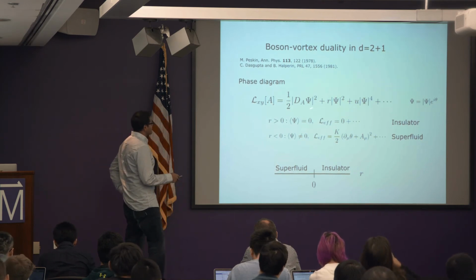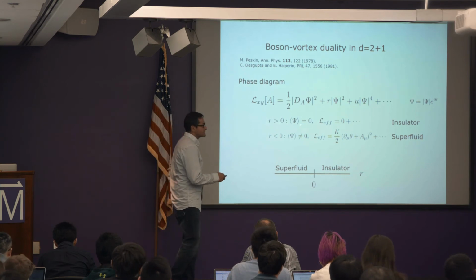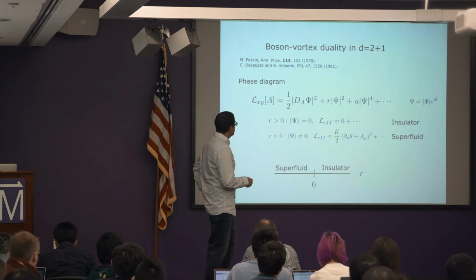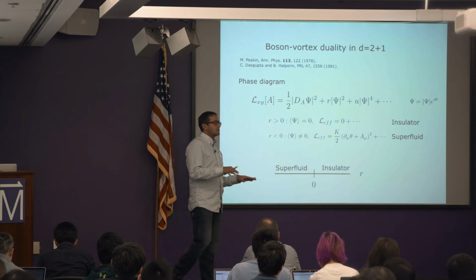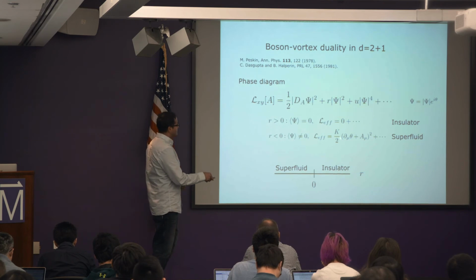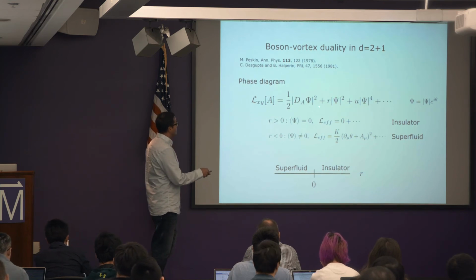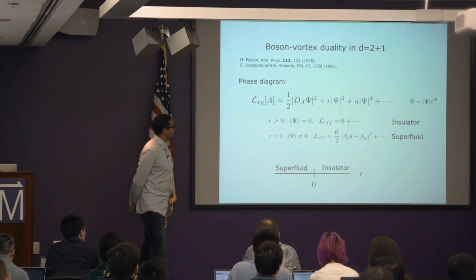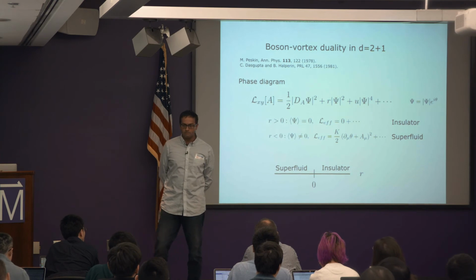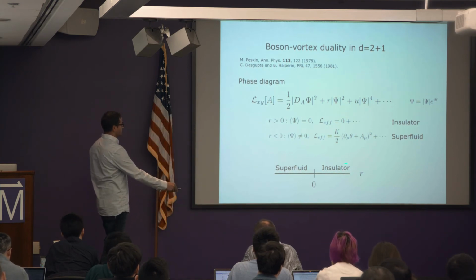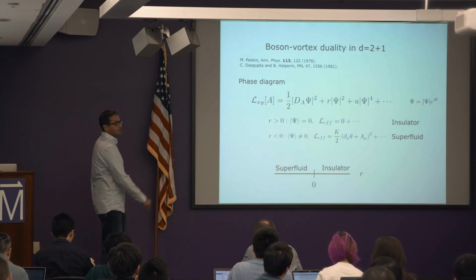But when r is less than 0, this field condenses. The XY model condenses. It gets long-range order. It becomes a superfluid. And then the low energy fluctuations are the Goldstone modes associated with the XY model. Okay? So that has a form like this, where the phase degree of freedom couples to its derivative, and it couples to this background field A. And that's a superfluid. Okay? So the phase diagram looks like this. As a function of r, you have an insulator here and a superfluid on this side.